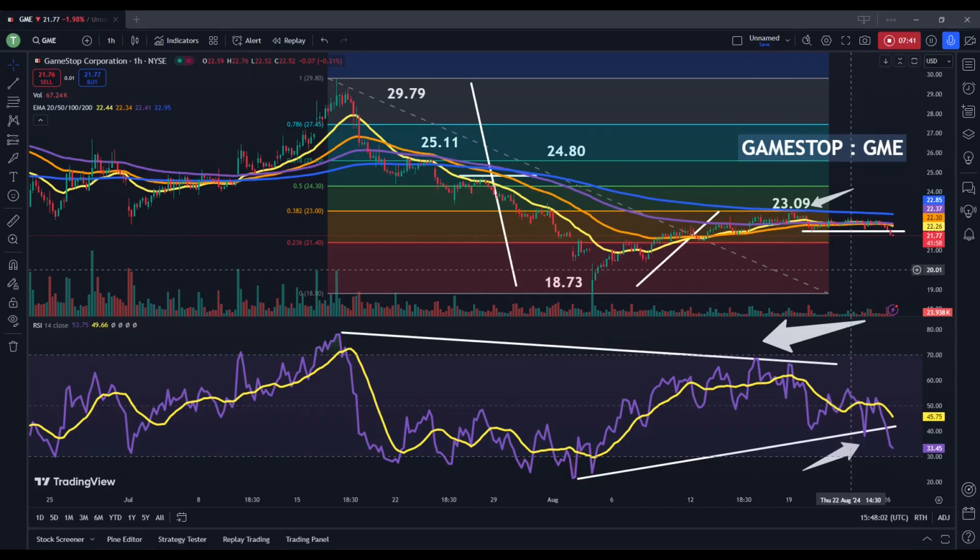So here's the current market update for GameStop Corporation, stock ticker GME.